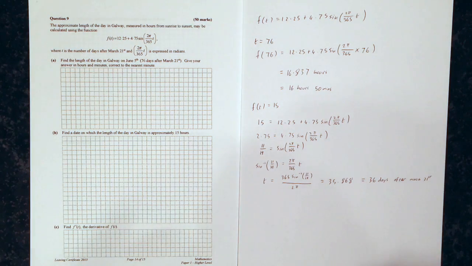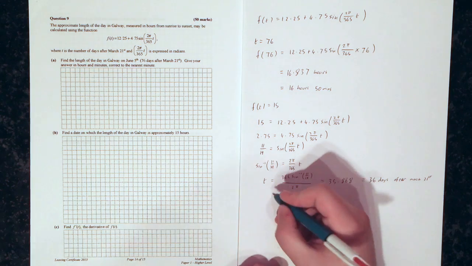Now they're asking us specifically to find a date on which the length of the day in Galway is that long. So we need to calculate what date is 36 days after March 21st. Well, March has 31 days in it, so 31 days after March 21st will be April 21st, and 5 days after that will be April 26th.